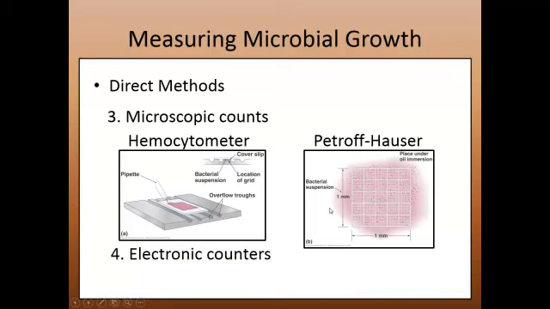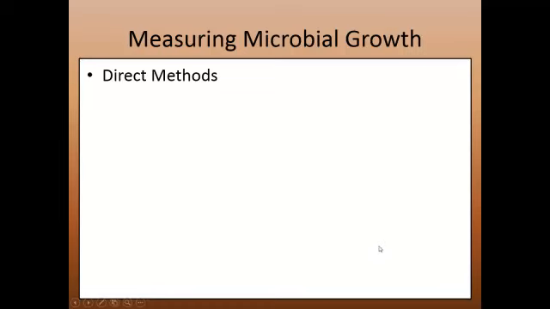And then, if you're lucky, you have electronic counters which do all of this counting for you. One of them is a Coulter counter, and another one is flow cytometry. Now, with both microscopic counts and electronic counters, you can add stains that can tell you whether a cell is viable, alive, or dead.